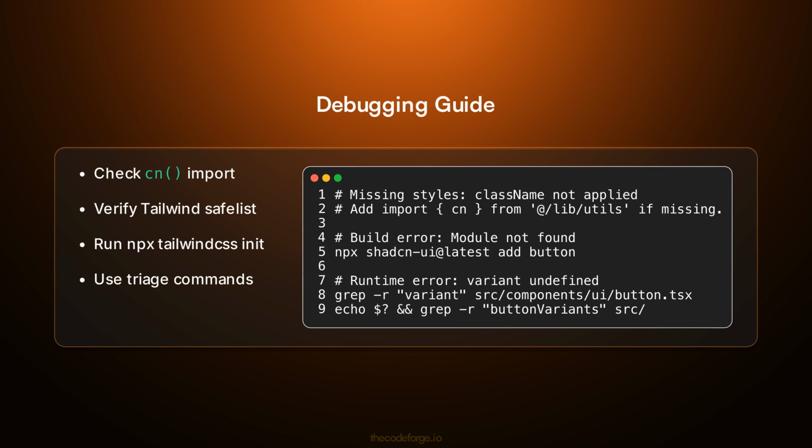Here's a debugging guide for common issues. If styles are missing, check the cn import. For build errors, run the Shadcn add command. For runtime errors, grep for the variant definition.